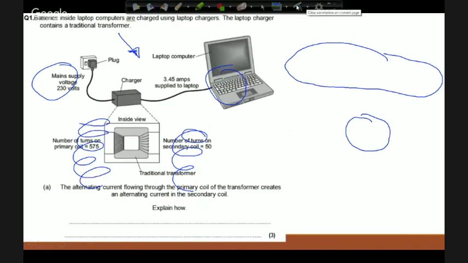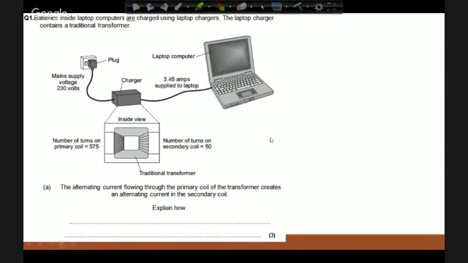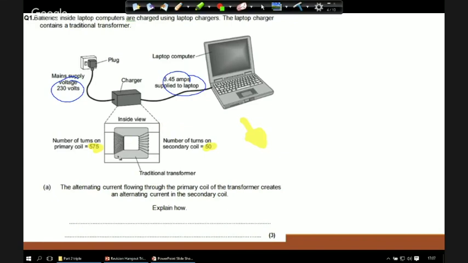Okay, if we have a quick look at a couple of questions. Batteries inside laptop computers are charged using laptop chargers. The laptop charger contains a traditional transformer. We can see in this question here on this side, we've got 575 turns. On this side, we've got 50 turns. So already, I know that's going to be a step-down transformer. It's reducing the voltage. We can also see my mains voltage here, and they've also given me the current supplied to the laptop. So an alternating current flowing through the primary coil of the transformer creates an alternating current in the secondary coil. Explain how.